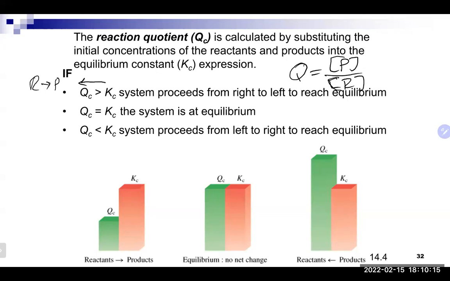If you calculate Q and it does equal the equilibrium constant, congratulations, you're at equilibrium. You have hit the point where the rate of the forward reaction equals the rate of the reverse reaction. If Q does not equal K, and Q is less than K, then you are not at equilibrium, and to reach equilibrium you need to make more products.